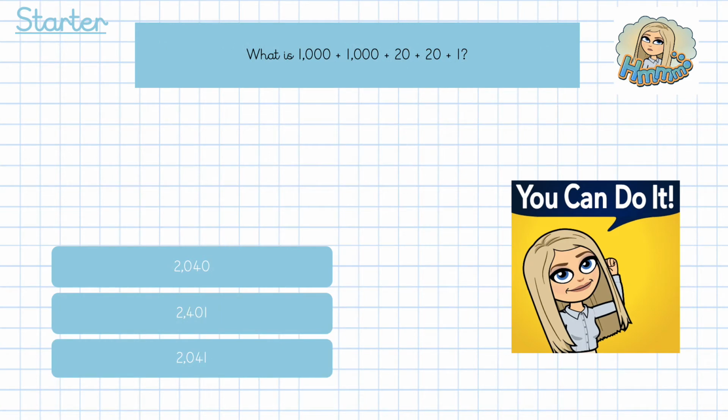Now time for the final question, year 4. What is 1,000 plus 1,000 plus 20 plus 20 plus 1? Is it A, 2,040, B, 2,401, or C, 2,041?